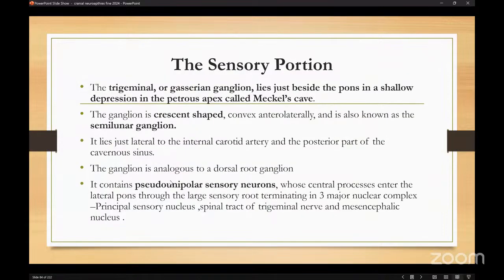The sensory portion, the Gasserian ganglion, lies just beside the pons in a shallow depression called Meckel's cave. It is a crescent-shaped semilunar ganglion, and it has pseudo-unipolar sensory neurons. That means the central process enters the pons through the large sensory root.